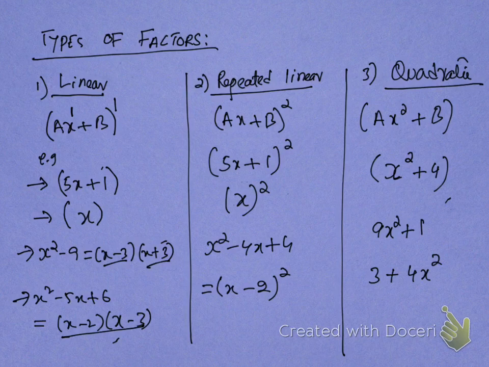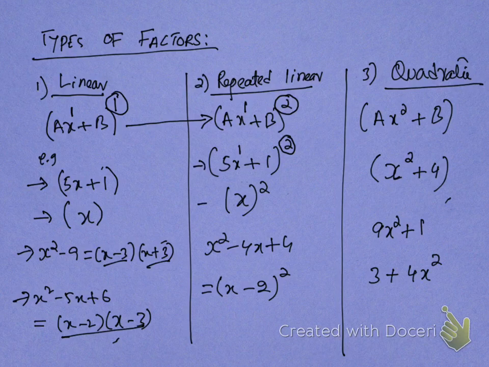Repeated linear factors. If you compare linear factor with repeated linear factor, the difference is the power of the expansion. In linear factor, the power of the expansion is 1, whereas the repeated linear factor, the power of the expansion is 2. But the power of x inside the bracket must be 1 because it's a linear factor. Now, this example, 5x plus 1 whole square. If you observe this example carefully, in this example, the power of the expansion is 2, whereas the power of the variable is 1. So this is an example of a repeated linear factor.